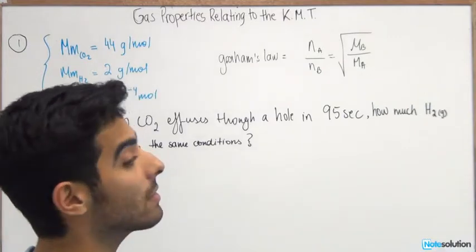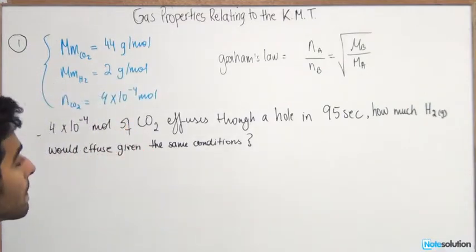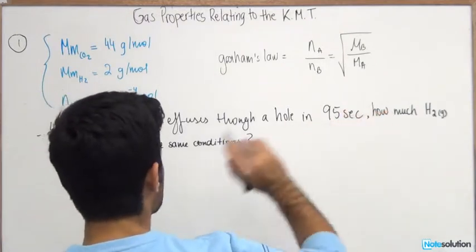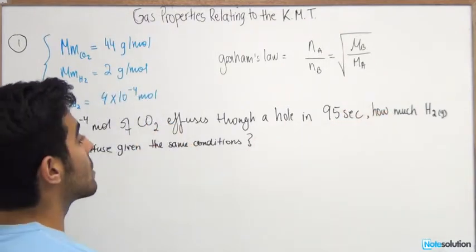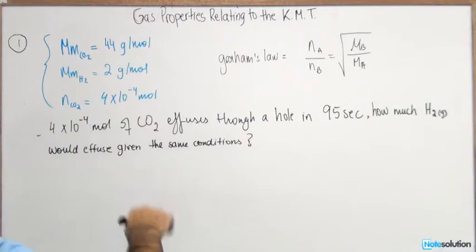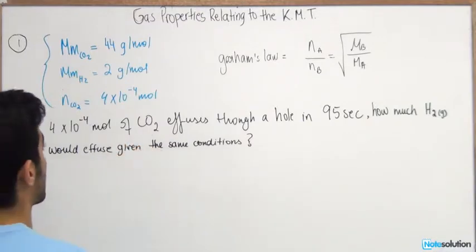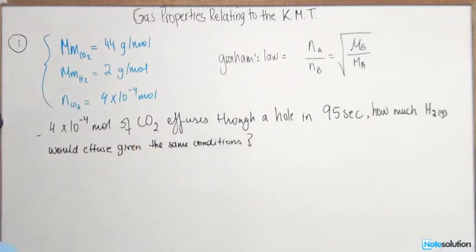So we have the same conditions, same temperature, same pressure, but we have hydrogen now instead of carbon dioxide. So how much hydrogen would effuse given the same conditions that we have over here? So in the same amount of time as well.